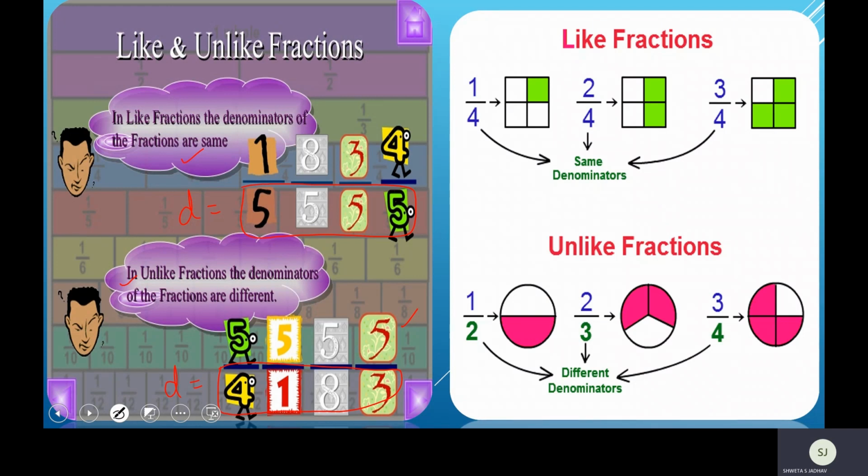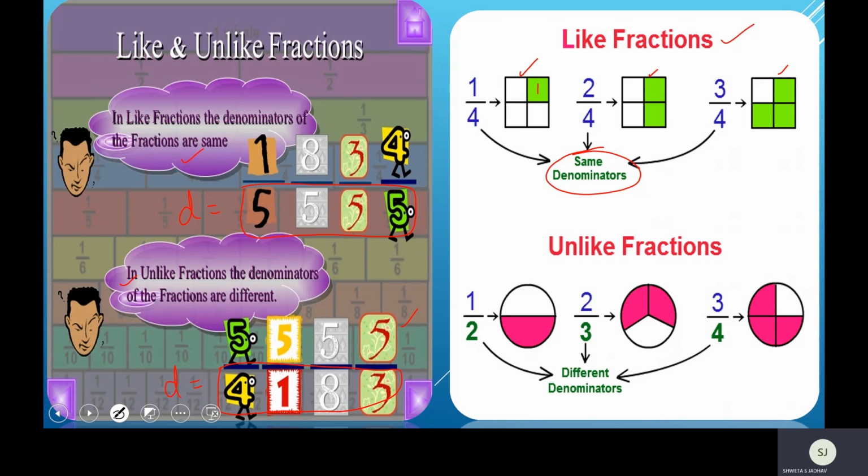I have given you some examples here with shaded figures. As we have understood, out of 4 we have 1 shaded, so the fractional number will be written as 1 by 4. Same way 2 by 4 and 3 by 4. Now when you observe this, you can see they have the same denominators, so we consider them like fractions. All these 3 fractional numbers are like fractions.